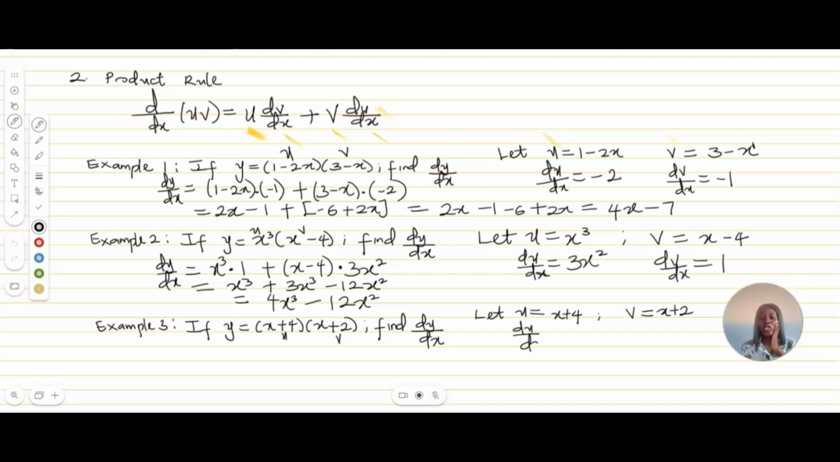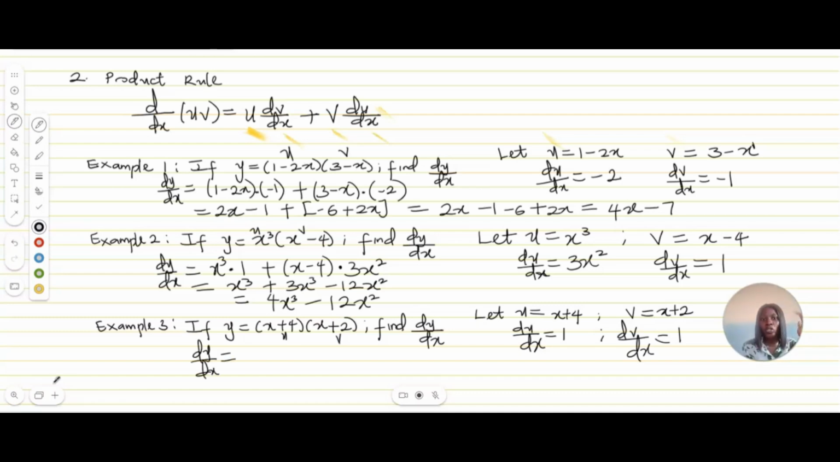Du dx is differentiation of u with respect to x. Remember that a constant is 0. So this is just 1. So dv dx is simply also just 1. So now let's slot in our parameters into the formula. So what's the formula again?